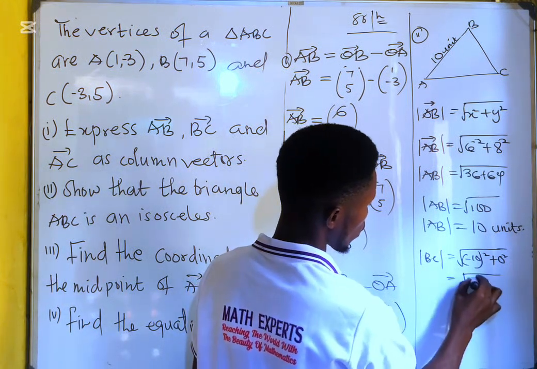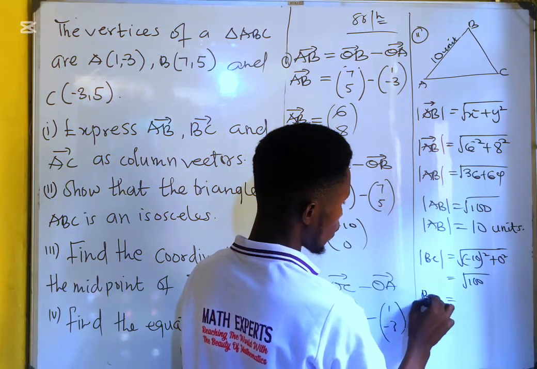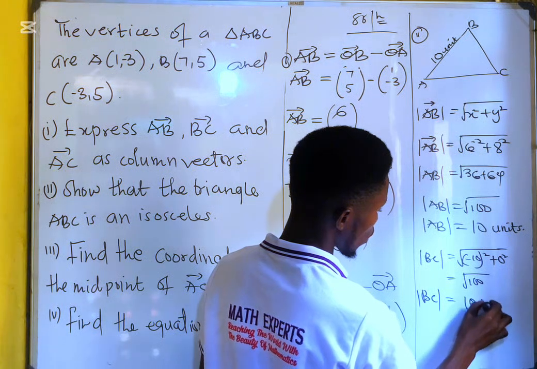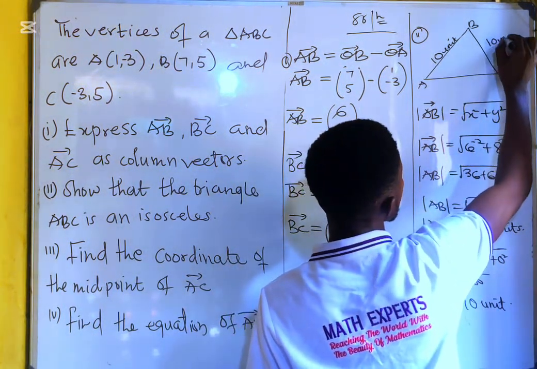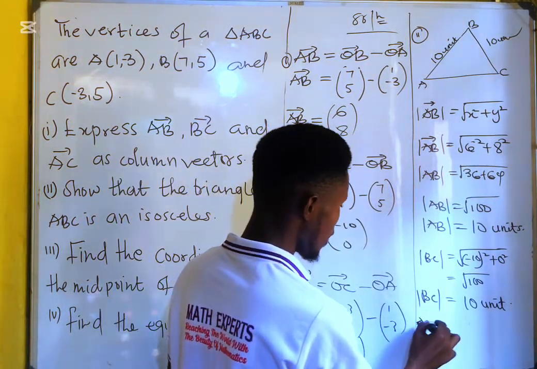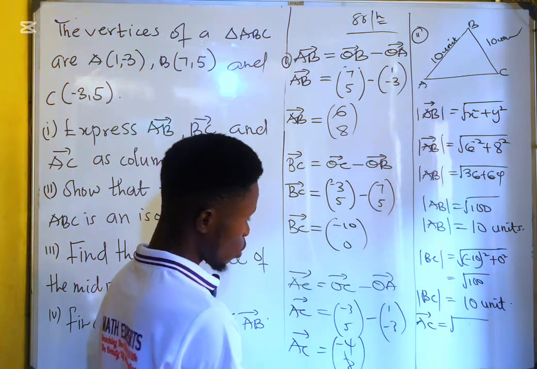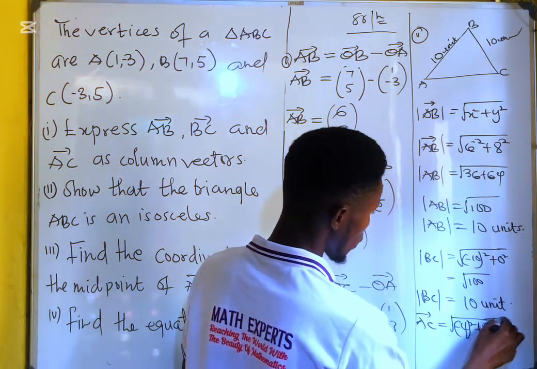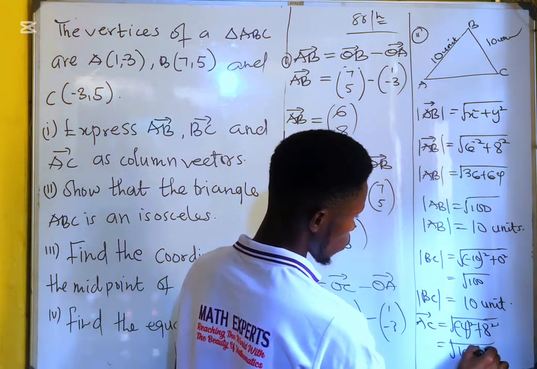-10 squared is 100, okay? 0 squared is 0. So here, our BC is going to give us also 10 units, okay? So here it will be 10 units. Now let's read the last one, the AC. AC will be square root of... where is the AC? AC, we have -4. So -4 squared plus 8 squared. -4 squared is 16 plus 64.